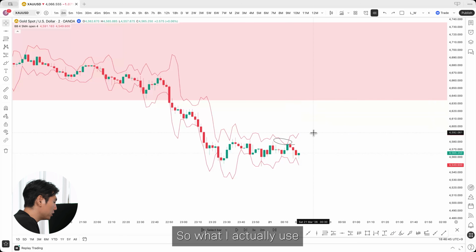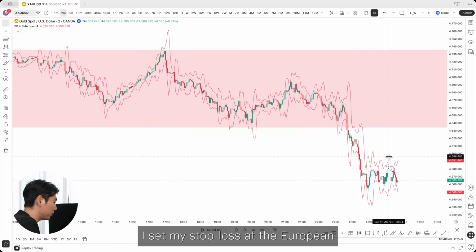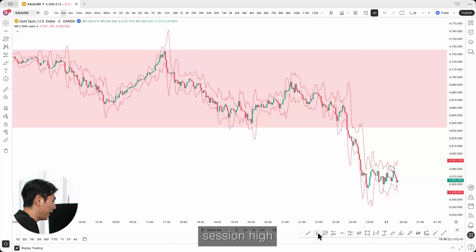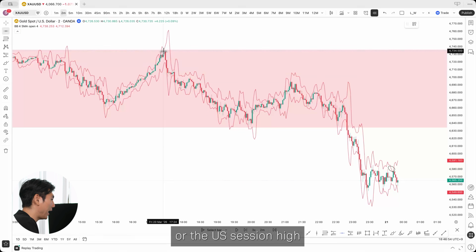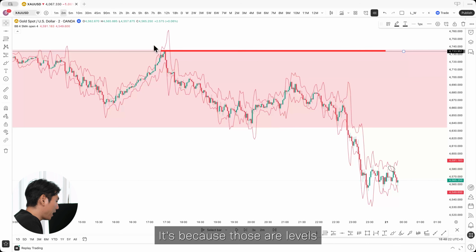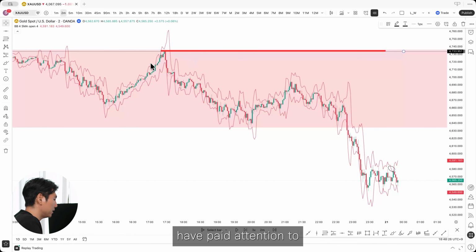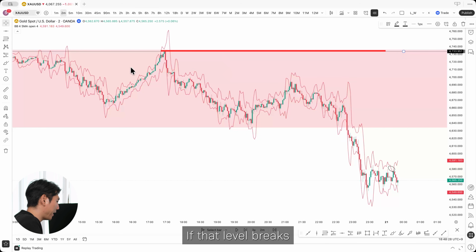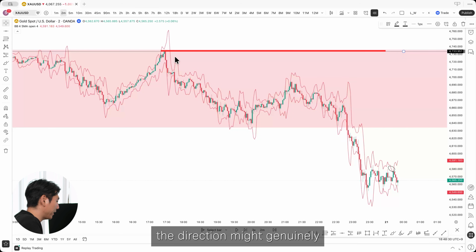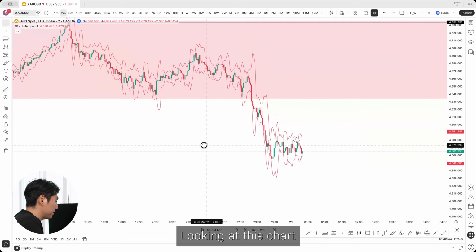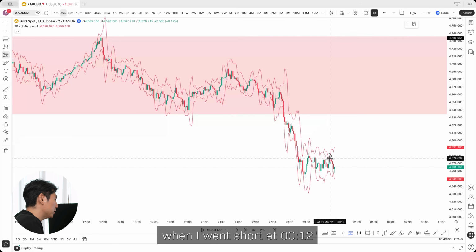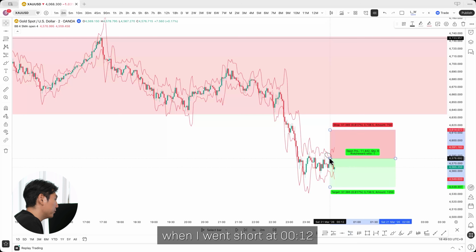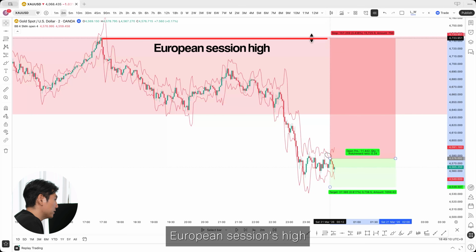So what I actually use is I set my stop loss at the European session's high or the US session's high. Why? It's because those are levels that market participants have paid attention to. If that level breaks, the direction might genuinely be wrong. Looking at this chart right now, when I went short at 0.12, my stop was at the European session's high.